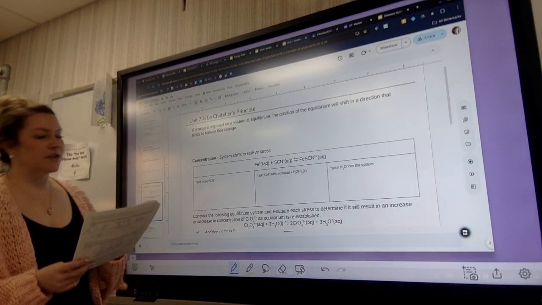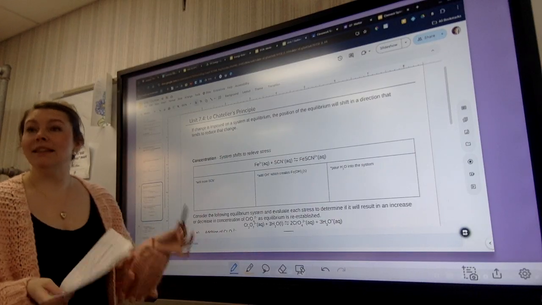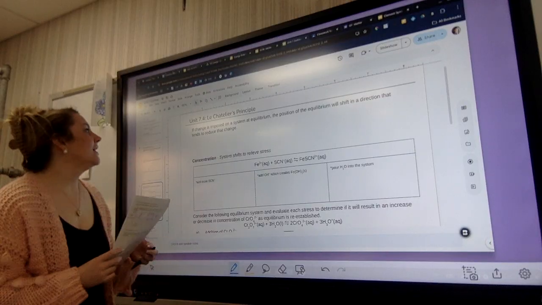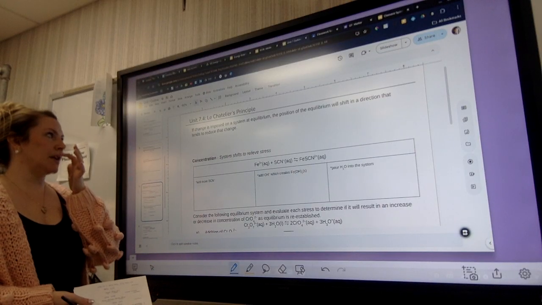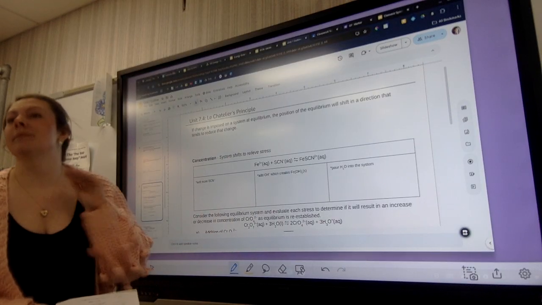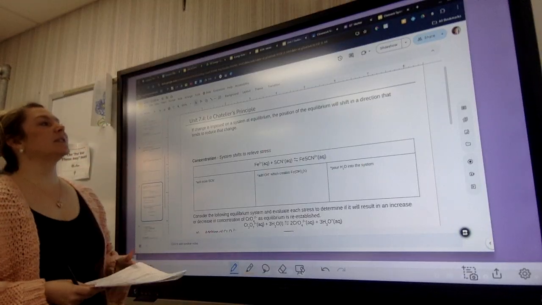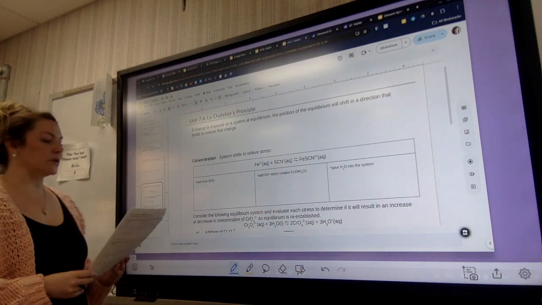So today we're going to be going over 7.4, Le Chatelier's principle. We did this in chemistry. Slightly. Okay. If change is imposed on a system at equilibrium, so you're already at equilibrium and you have some kind of change, the position of the equilibrium will shift in a direction that tends to reduce that change.